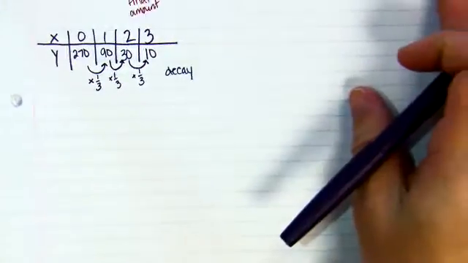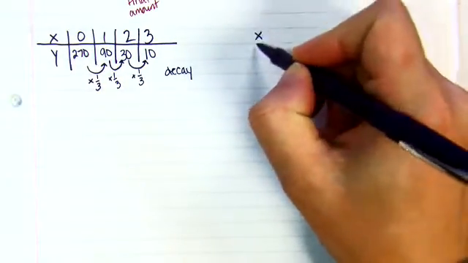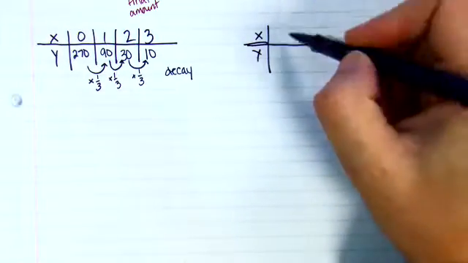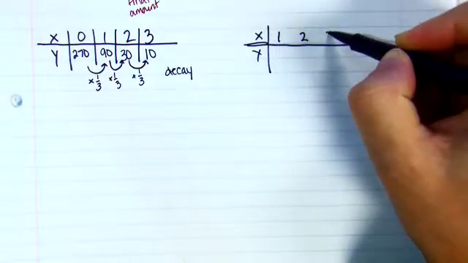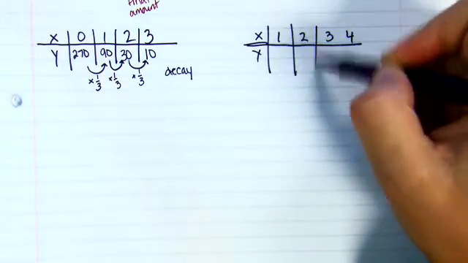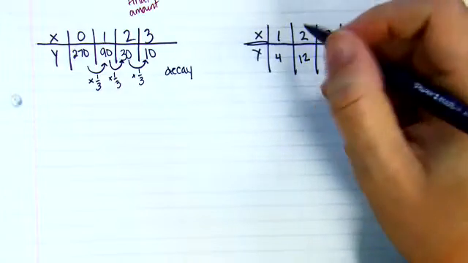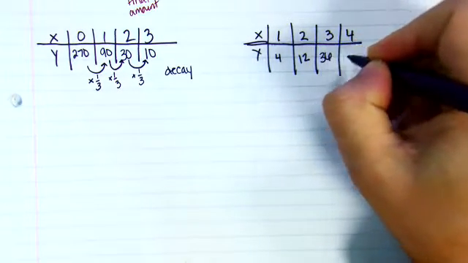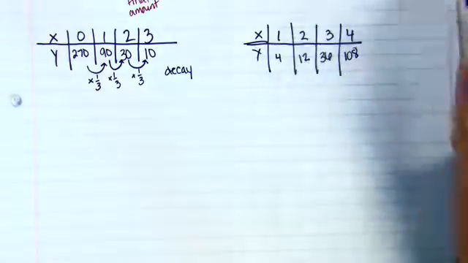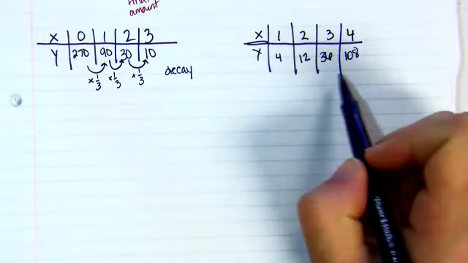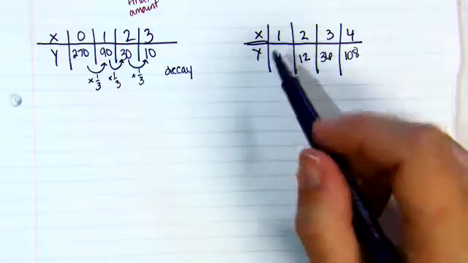If we look at another table, we have our x values 1, 2, 3, 4 and our y values 4, 12, 36, and 108. Again, you can see really quickly that it's not linear because I'm not just adding the same thing each time for y.